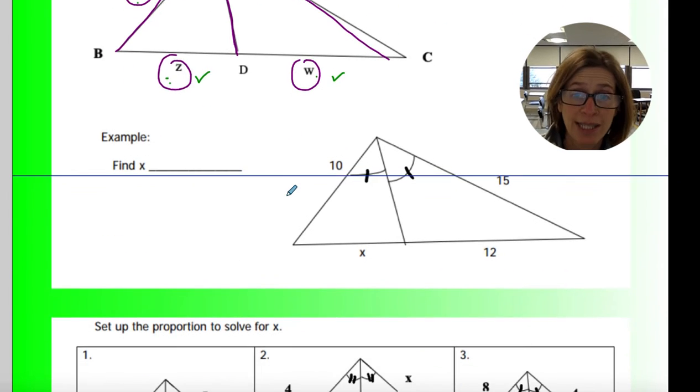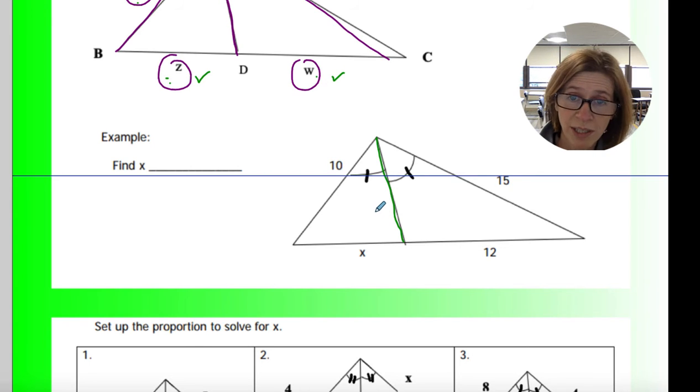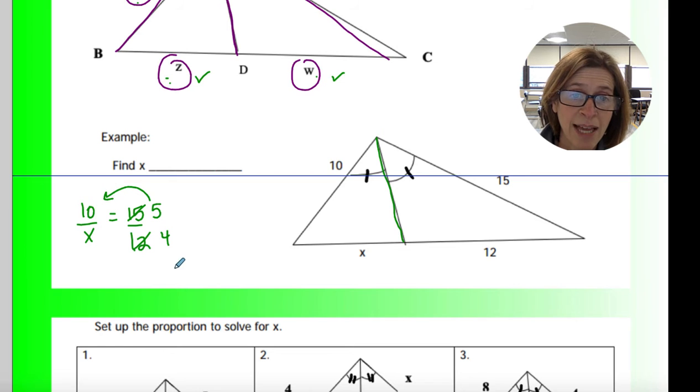So here's an example. We have a triangle. This line right here is an angle bisector, so it's going to divide the triangle proportionally. So I'm going to do 10 over x equals 15 over 12. And I'm going to simplify. So 3 goes into 15 5 times, into 12 4 times. 5 times 2 gives me 10, so 4 times 2 is going to give me 8. So x would be 8.